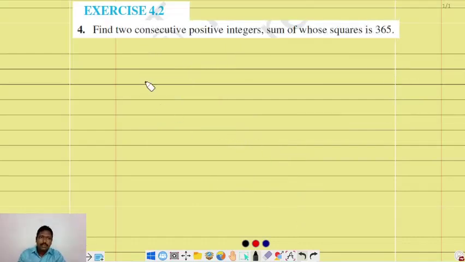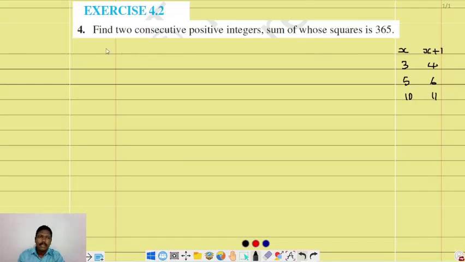Now let us do question number 4. Find two consecutive positive integers, the sum of whose squares is 365. See, consecutive positive integers. One number is x, the other number is x plus 1. I will explain that once again. See here, 3 and 4, or 5, 6, or 10, 11. These are consecutive positive integers. If you take 10, the next number is 11; 5, 6; 3, 4. So that is x and x plus 1.